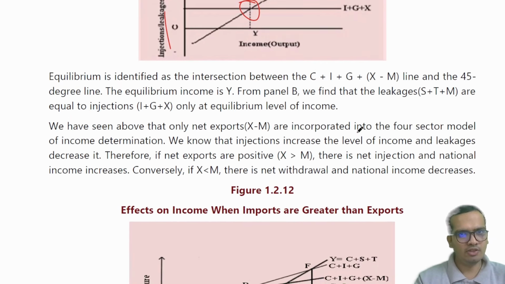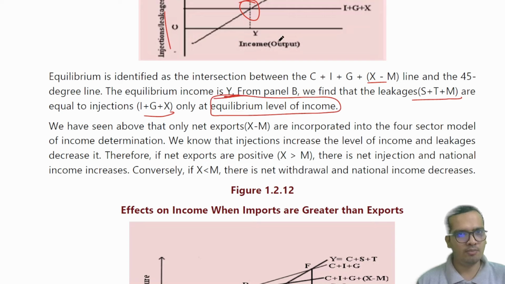Then we have some explanation on this. Equilibrium is identified as the intersection between the C plus I plus G plus X minus M line and the 45-degree line. The equilibrium level is Y. From panel B, we find that the leakages S plus T plus M are equal to injections I plus G plus X only at the equilibrium level of income.